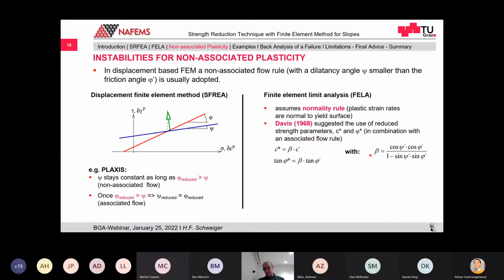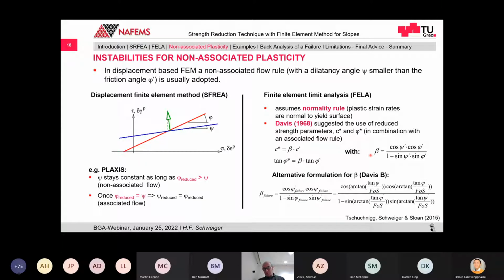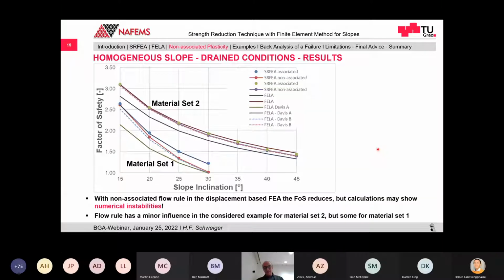It's a bit more difficult, but you can do it. So what we found out is that you can use an alternative formulation for beta, and if you just don't get it in a second, basically what we do here is that we calculate this reduction factor beta at each step. So when we reduce friction, we also reduce the dilatancy and work out the beta again and use that for the analysis. Now that gives very nice results, as we see on this slide.